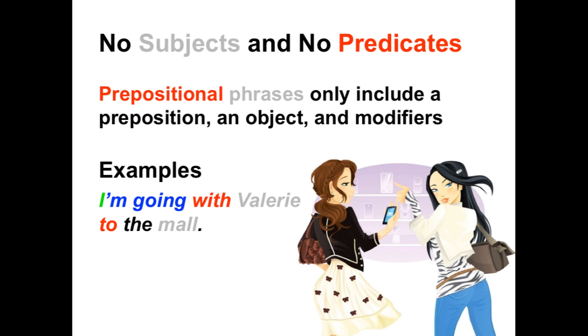Here are some examples. I'm going with Valerie to the mall. The predicate in this sentence is the verb phrase am going, and the subject is the pronoun I. We also have two prepositional phrases. The first one begins with the preposition with, which is connected to the object Valerie. The second one begins with the preposition to, and is connected to the object mall.